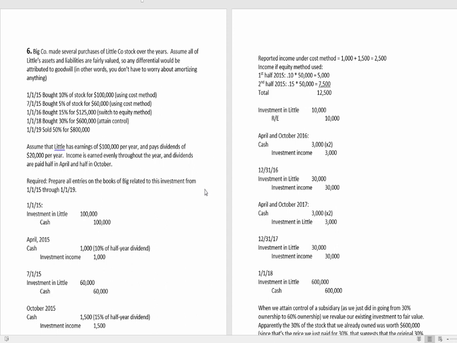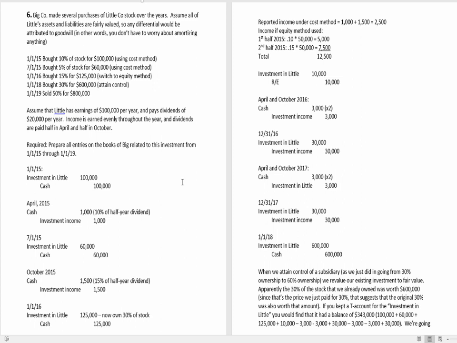So let's go ahead and go through these transactions. First, our initial investment. We bought 10% of the stock for $100,000 using the cost method. Nice and neat. Just record investment in Little, $100,000. April of 2015, we get our first semi-annual dividend check. We own 10% of their stock, so we get 10% of that $10,000 semi-annual check.